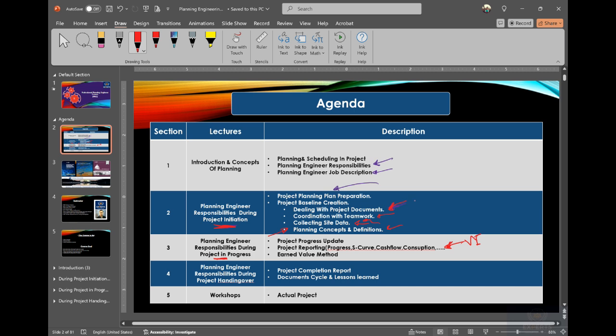Okay, we'll understand the progress, we'll understand the S curve, the cash flow, the consumption of the material, the target of the labor and the productivity of the labor, how to control the subcontractor, and how to get the unit cost of the material and labors, and the evaluation report. All this will be fully explained. Okay, also the earned value method, EVM, will be fully explained.